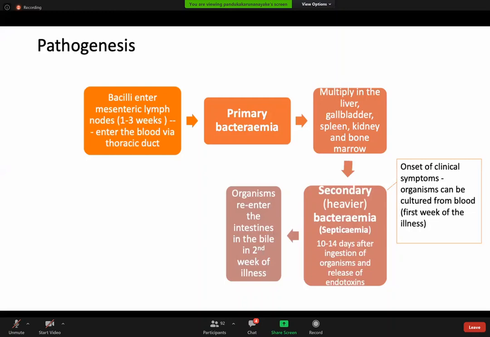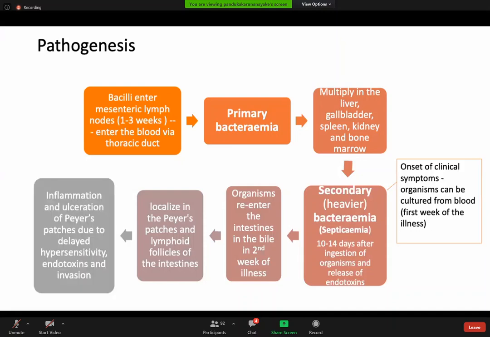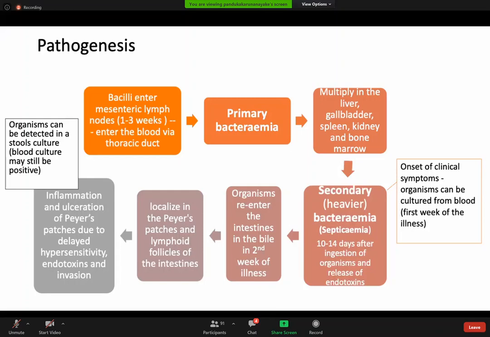And then when they enter the intestines, they tend to localize in the Peyer's patches, the MALT, the mucosa-associated lymphoid tissue. And they multiply within these lymphoid follicles. And this causes an inflammation of these Peyer's patches with ulceration of the overlying mucosa. This is a form of delayed type hypersensitivity, and the endotoxins of the organisms also play a role. And at this point, they will start shedding organisms in stools. So the organisms at this point can be detected in a stool culture as well.